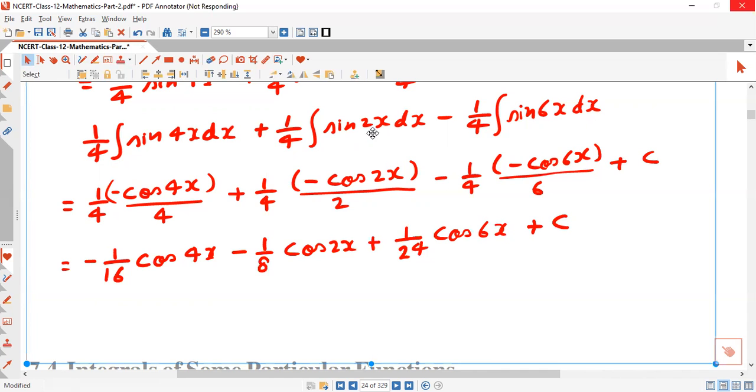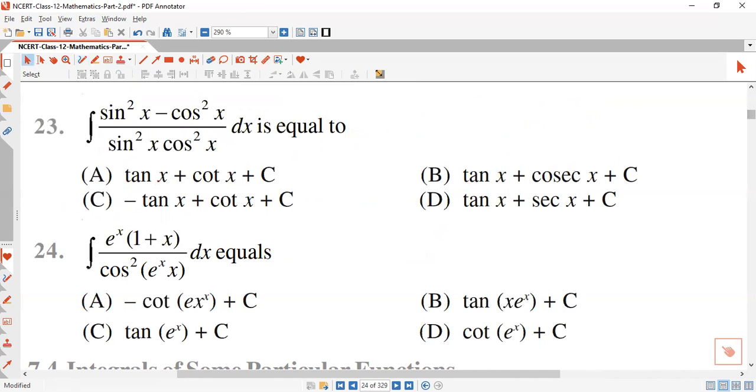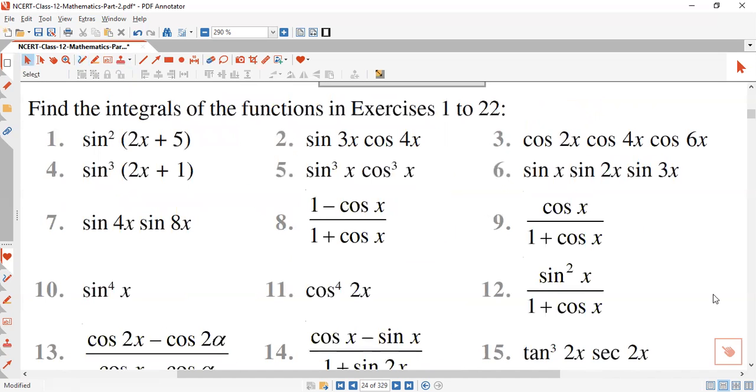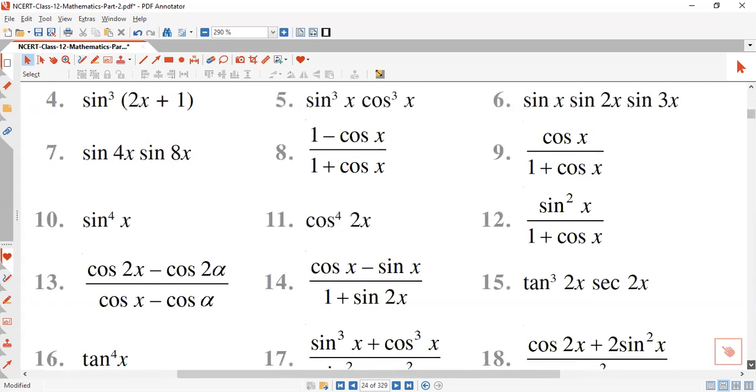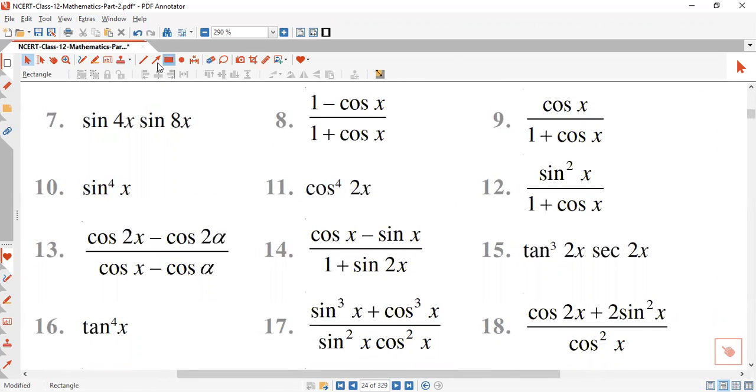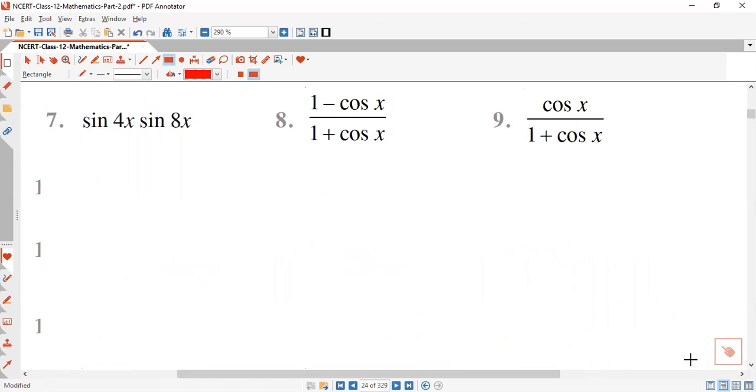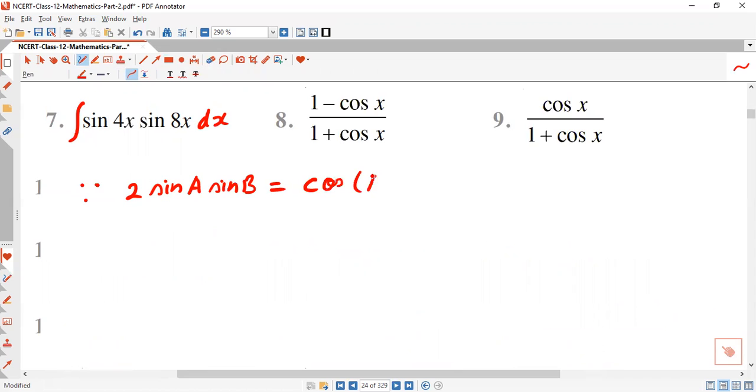So you see that here we use the trigonometry. Too much trigonometry is used in integrations to solve the question. Question number 7: sin A, sin B. These formulas are simple. Either we can use integration by parts or we can use the trigonometric function. Since we know 2 sin A sin B equals cos(A minus B) minus cos(A plus B).